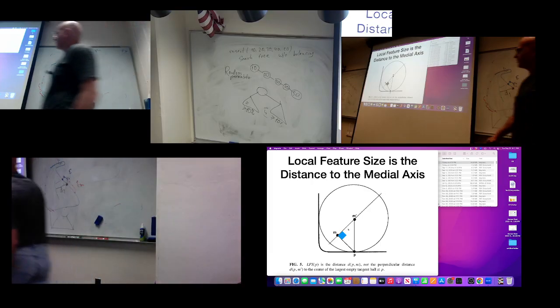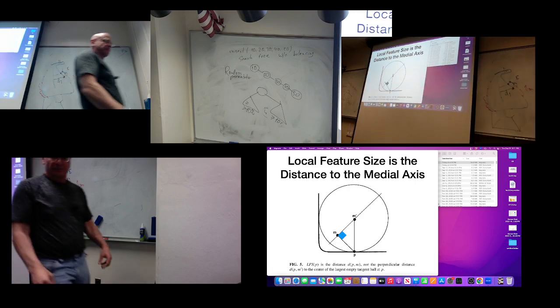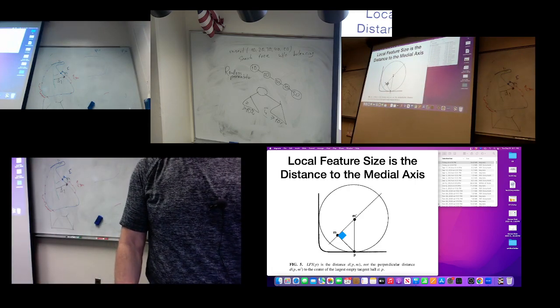Another example from P, here is a skeleton. Why is this a skeleton? Once again, because every point on the skeleton, on the medial axis, has one nearest neighbor on the boundary, and another nearest neighbor on the boundary. So the local feature size changes as you walk along the boundary. And the local feature size is your distance to the nearest point on the medial axis.